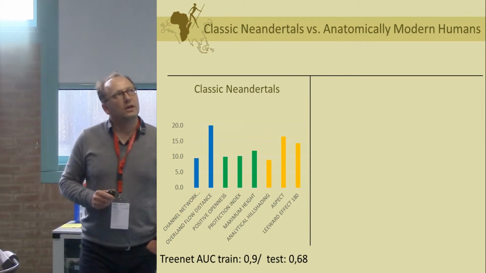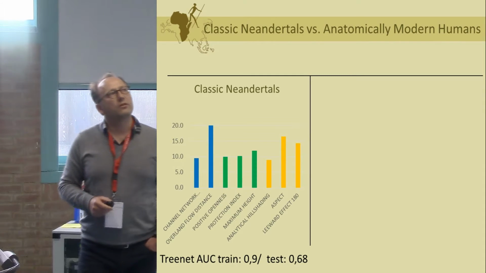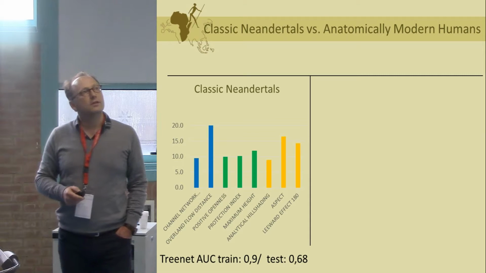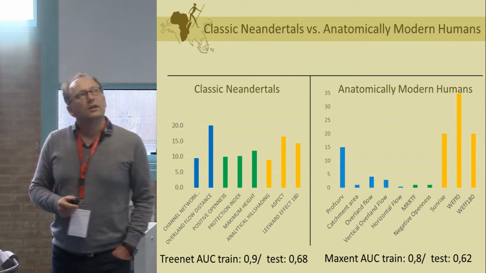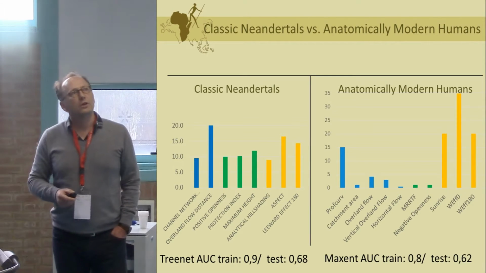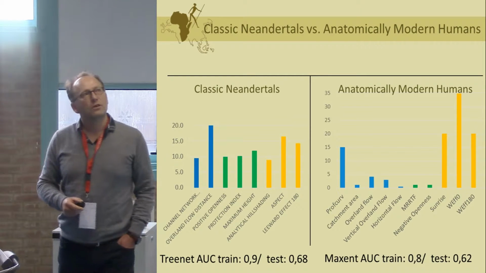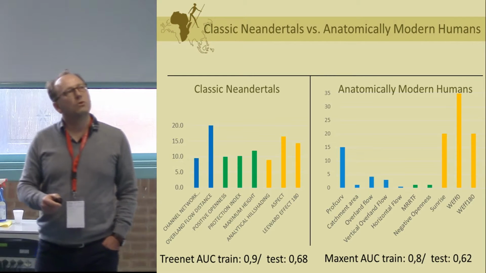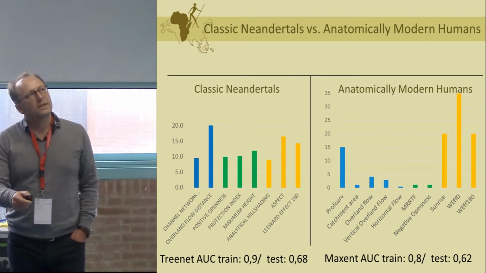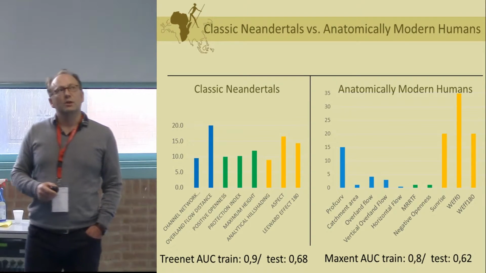So coming to the anatomically modern humans, on the left-hand side again, the diagram showing the site preferences of the classic Neanderthals. On the right-hand side now is the analysis for the anatomically modern humans. And as you see, we have also a quite large part of the water-related issues that play a role in the site selection. The climate also plays a big role, and we have also, but in a smaller amount over here, the strategic aspects.